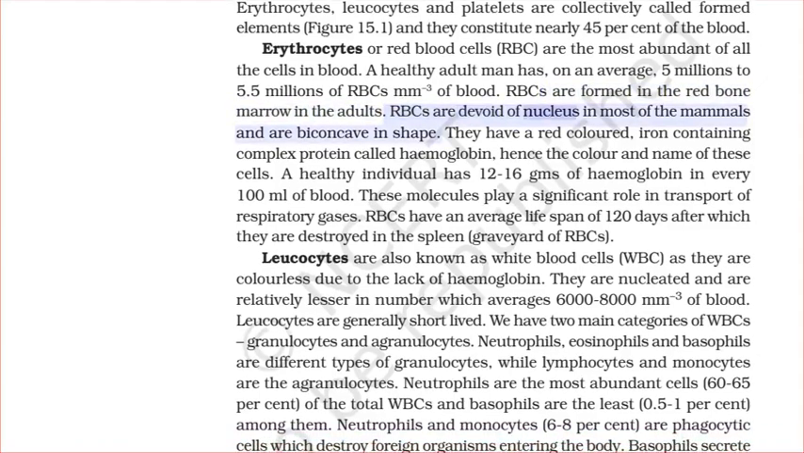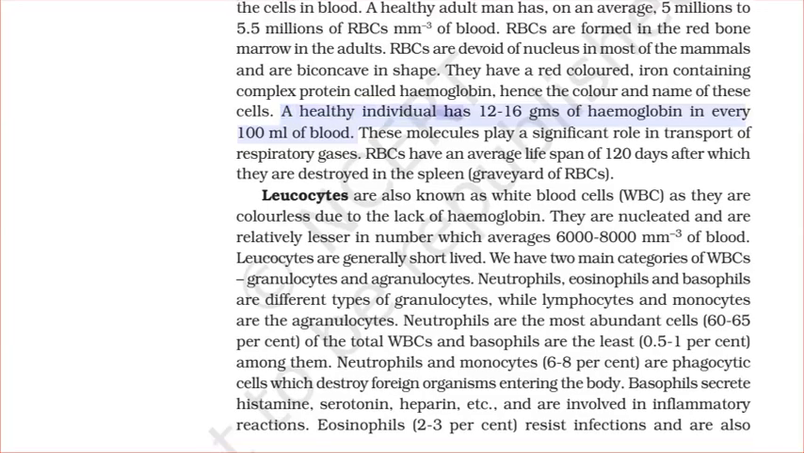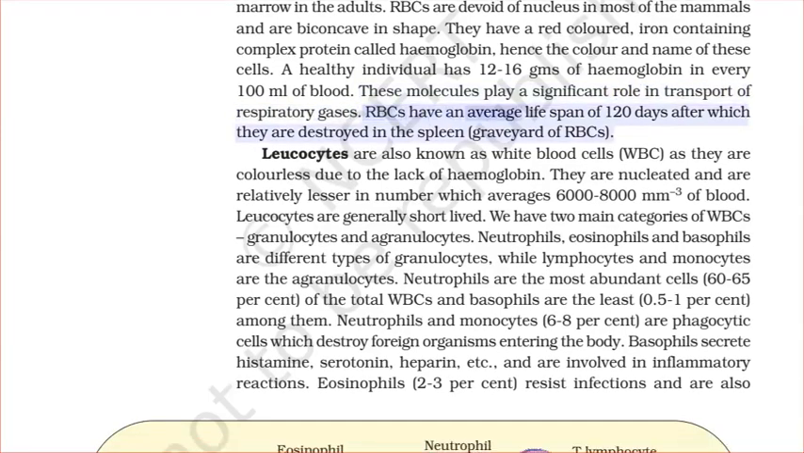RBCs are devoid of nucleus in most of the mammals and are biconcave in shape. They have a red-colored iron-containing complex protein called hemoglobin, hence the color and name of these cells. A healthy individual has 12 to 16 grams of hemoglobin in every 100 milliliters of blood. These molecules play a significant role in transport of respiratory gases. RBCs have an average lifespan of 120 days, after which they are destroyed in the spleen, graveyard of RBCs.